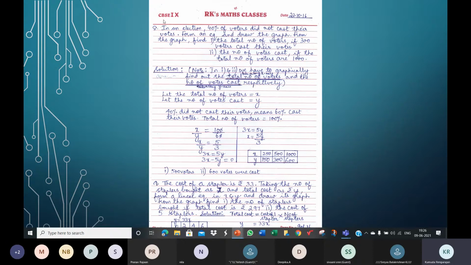Not 40% of the population. In an election, 40% of the voters, so of the people who are eligible to vote, only 40% did not cast their votes. That means 60% cast their votes, and 40% did not. Totally 100%, the number of voters in terms of percentage.